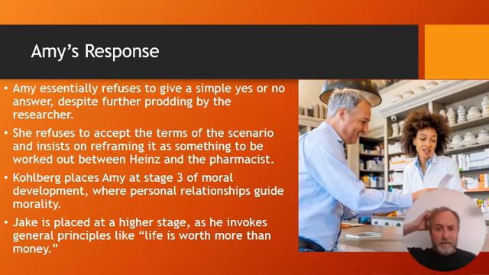So this is what I've been saying here. Personal relationships seem to be guiding it. We've got humans that should be able to work these things out. The husband needs to do what's right for his wife. He should be able to talk to the pharmacist. The pharmacist is human too. She's not a monster, hopefully. She should be able to work something out. So Amy gets placed at stage 3. Jake, who's making the universal moral claims, is placed at stage 6.